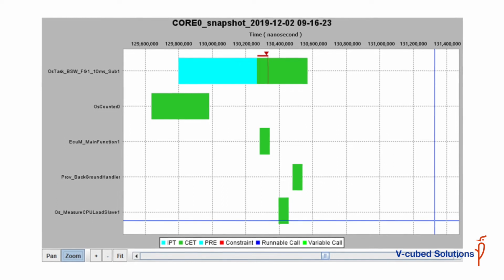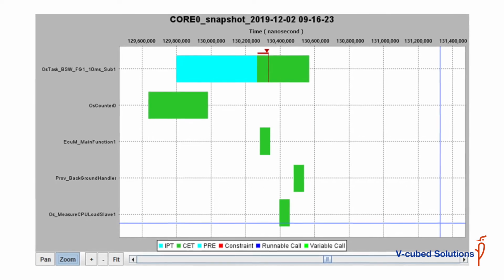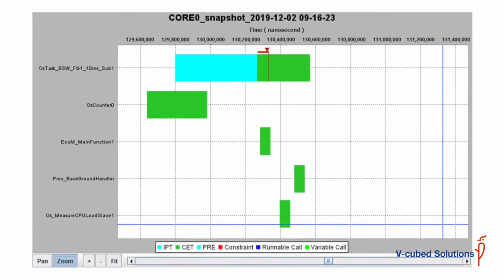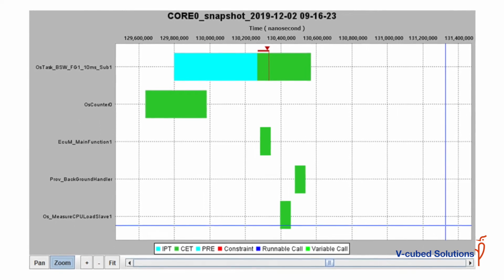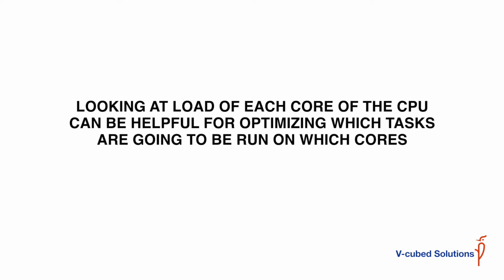In addition to this, it'll record all the task states, which is relevant for timing analysis because you can see what a task is doing at a given time, if it's running or if it's paused. And in addition to that, for the CPU itself, it can show the CPU load per core. So the whole purpose of this is meeting timing requirements. The difficulty in that can be the resources that you have available. Usually when you're in a resource-constrained environment, meeting timing can be difficult. So looking at the load of each core of the CPU can be helpful for optimizing which tasks are going to be run on which cores in order to help meet timing requirements.